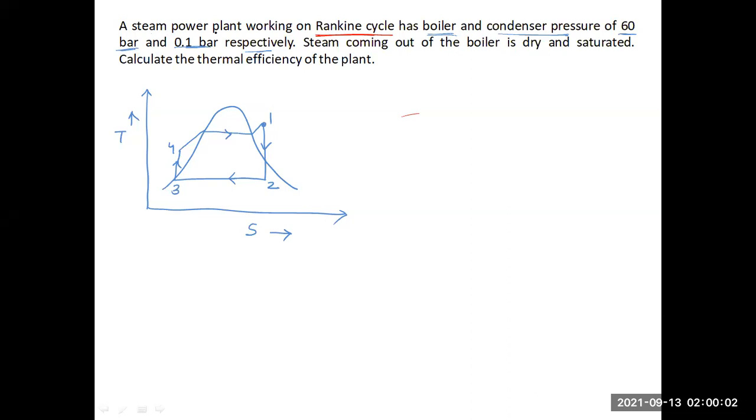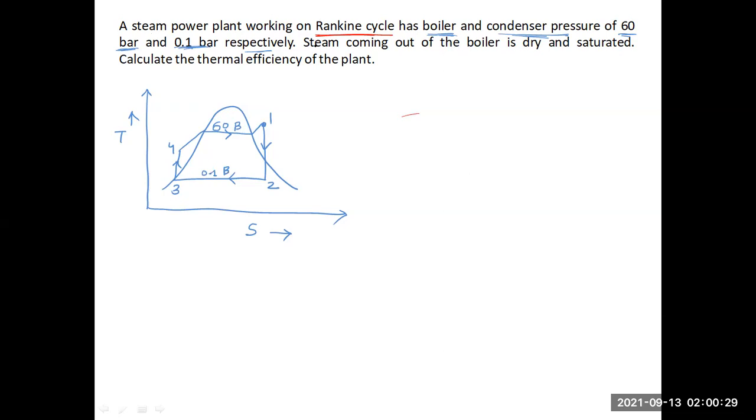It is telling that in the steam power plant working on Rankine cycle, boiler and condenser pressure is 60 bar and 0.1 bar. Which one is boiler? This top part is boiler. Here, what is the pressure? Here, the pressure is 60 bar and condenser pressure is 0.1 bar. So this is the condenser and here the pressure will be 0.1 bar.